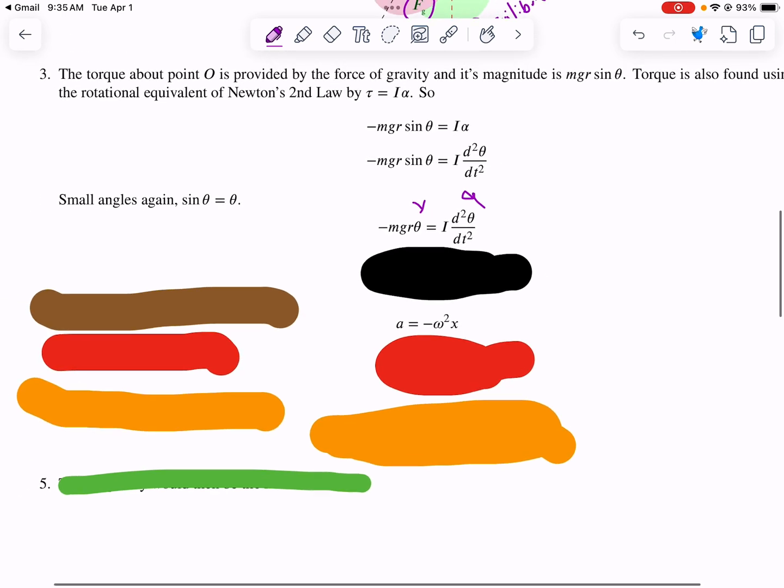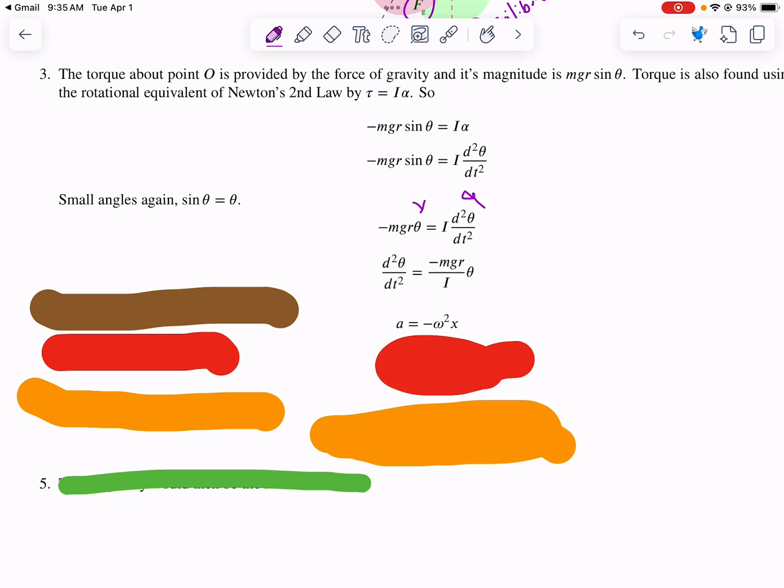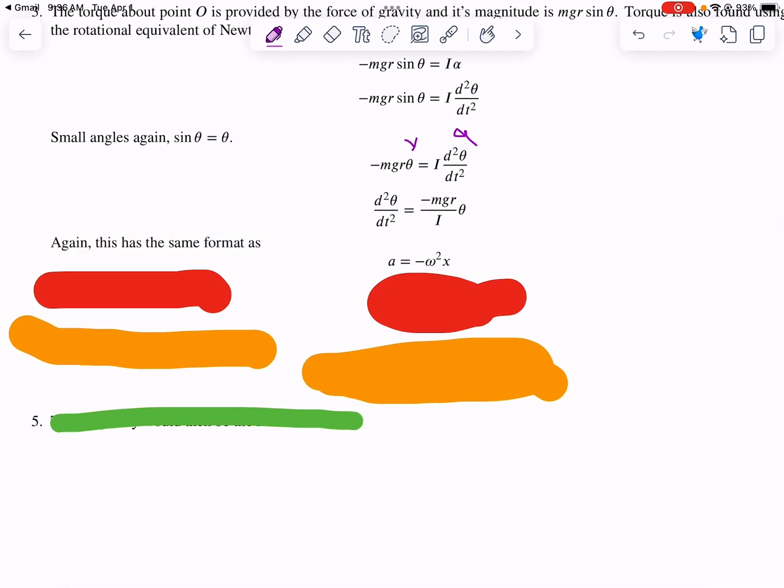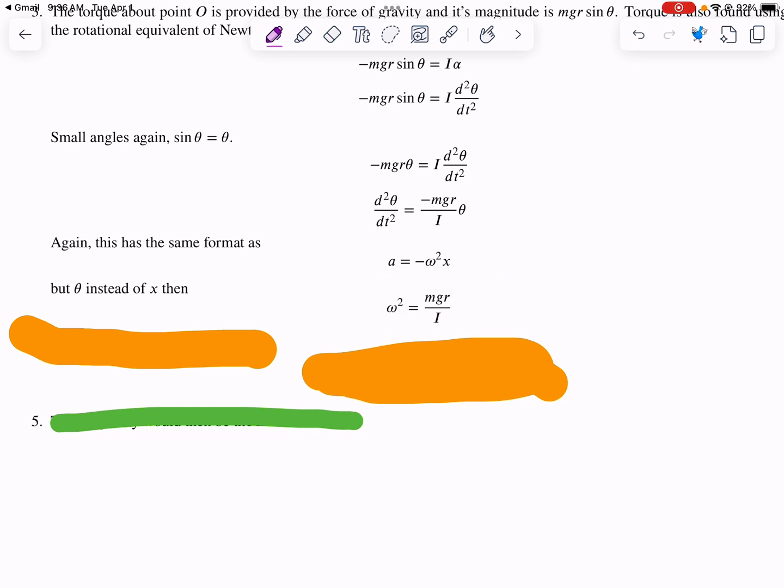So sine theta is approximately theta for small angles. Remember, that's less than about 15 degrees. When we rearrange that to have the same A and x right there, you can see that we have omega squared, so we have that same format. Instead of theta, we have x. And our omega squared, without that negative, is mgr over I.